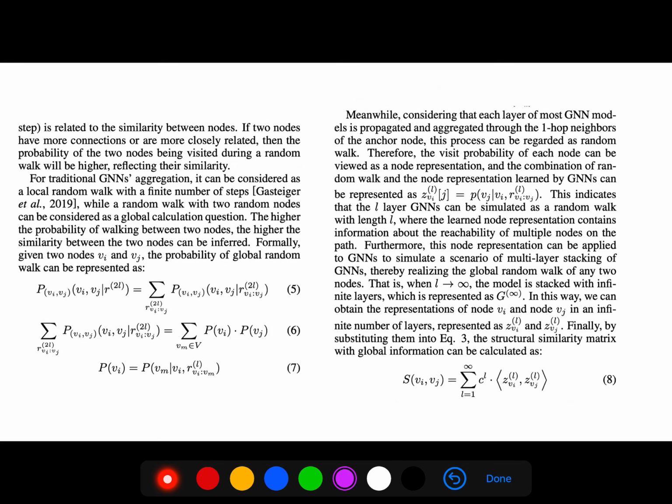Traditional GNN aggregation can be considered as a local random walk with a finite number of steps, while a random walk between two random nodes can be considered as a global calculation question. The higher the probability of walking between two nodes, the higher the similarity between the two nodes can be inferred. And given two nodes V sub I and V sub j, the probability of global random walk can be represented like this.